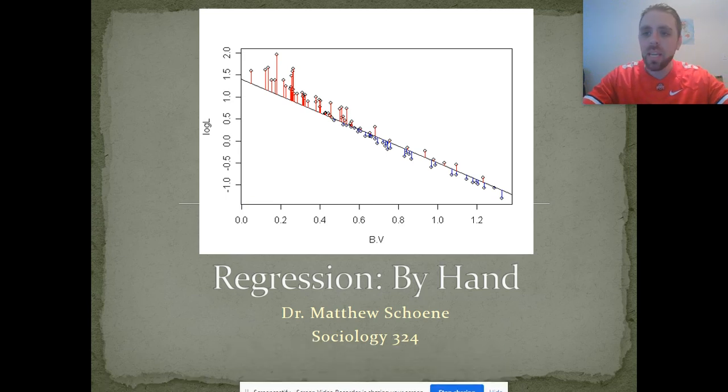Today we're going to be continuing Wednesday's material. Last time I showed you the equation for expressing any line, any bivariate relationship displayed as a scatter plot. And today we're going to actually go about calculating the unknowns of that equation by hand. So we'll work through the formula.